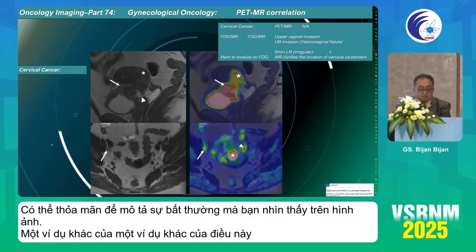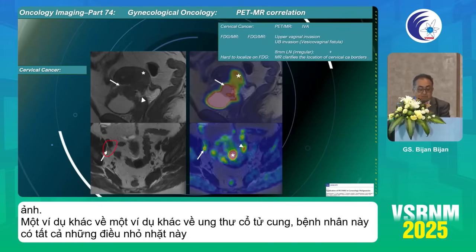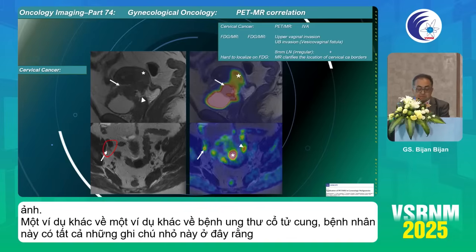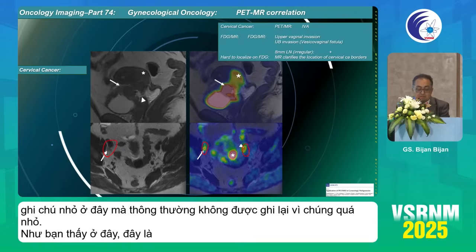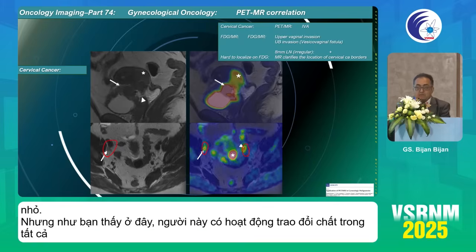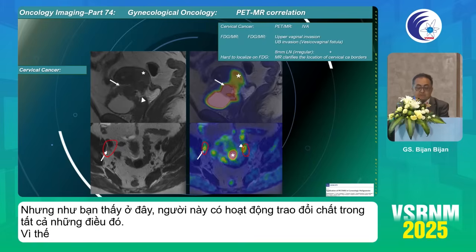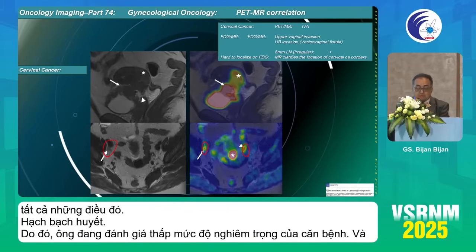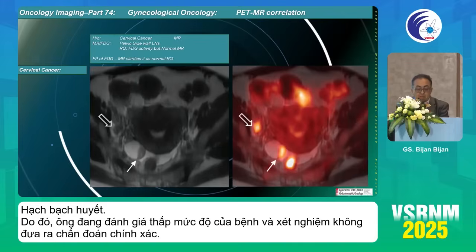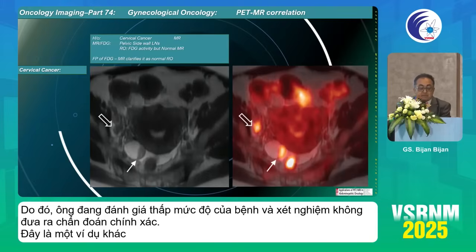Another example of cervical cancer. This patient has all these little lymph nodes here that we usually don't report because they're small. But as you see here, this patient has metabolic activity in all of those lymph nodes. Therefore, MR is underestimating the extent of the disease, and PET is making the correct diagnosis. This is just another example of that.